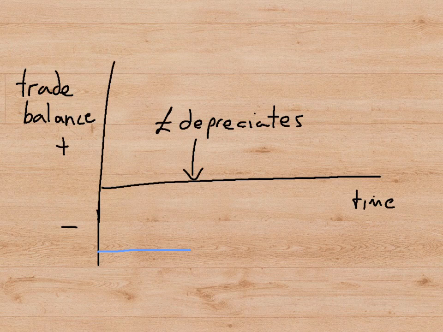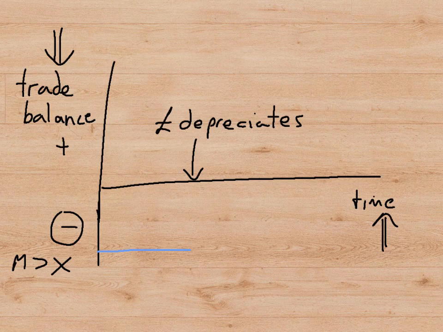So let's start with this graph which shows the trade balance of an economy, say the UK, on the y-axis against time on the x-axis. Imagine that the trade balance is negative, in other words, imports are greater than exports, and the country is running a trade deficit.